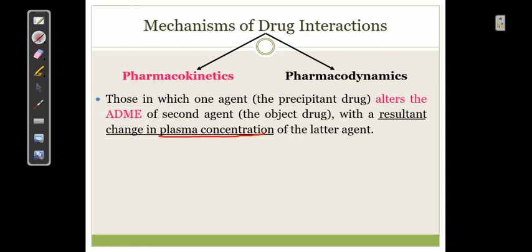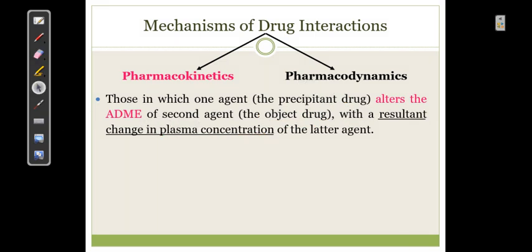So two drugs we are discussing, one is a precipitant drug, second is an object drug. So the effects of the object drug are altered. By whom? By this precipitant drug. That is what you mean by pharmacokinetic drug interaction.